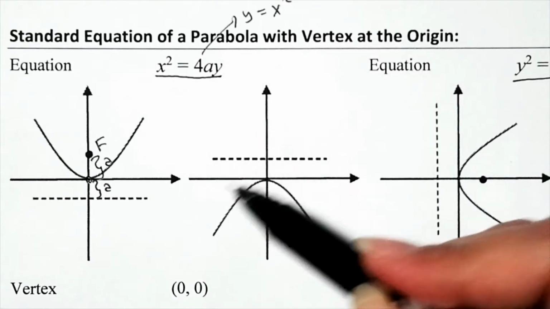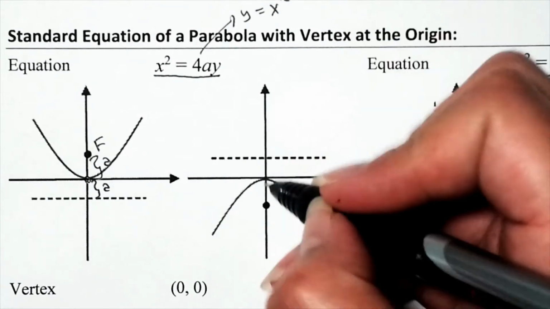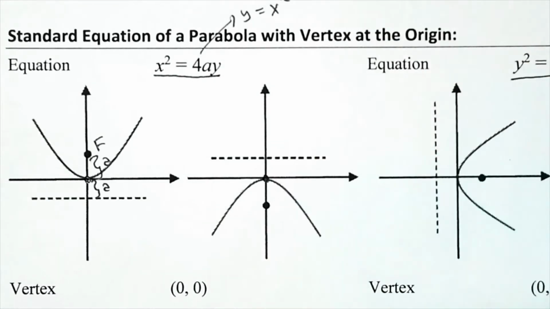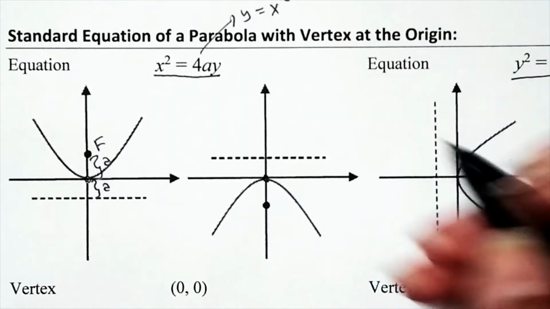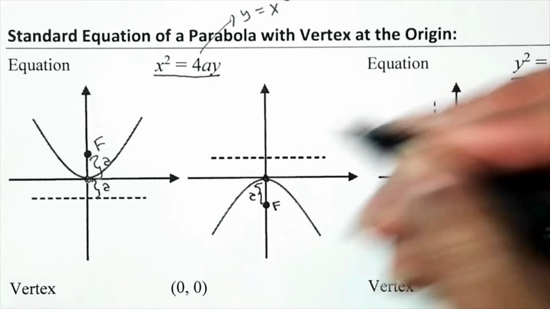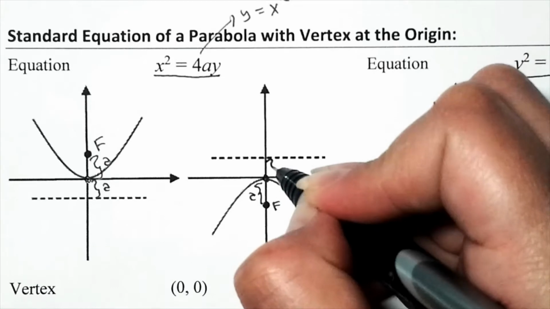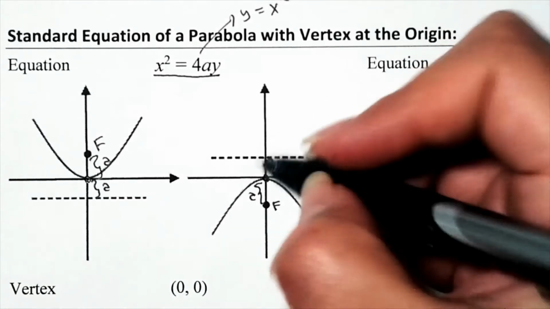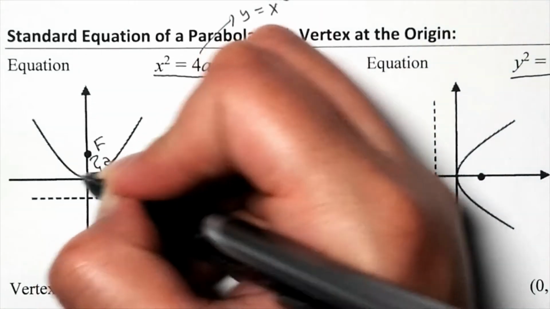What if you have a parabola that opens down? Let's locate the vertex, and then to graph the focus, we go a units down, and then to locate the directrix, we go a units up. Let me put V right here for vertex.